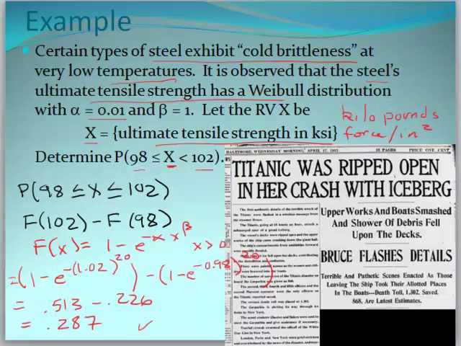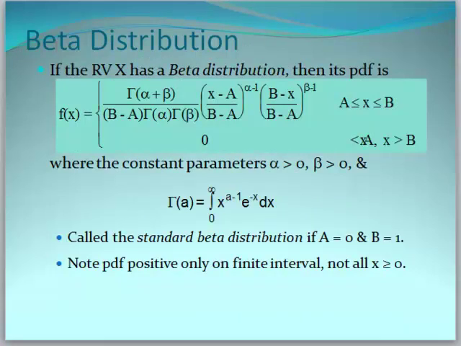Here's the beta distribution, and if a random variable has this beta distribution, then its probability density function is just given by this rather obnoxious looking formula. And here are your parameters that you can vary to change its shape. Again, you see this gamma of alpha or whatever. It's called the standard beta distribution if your parameter A is equal to 0 and B is equal to 1.